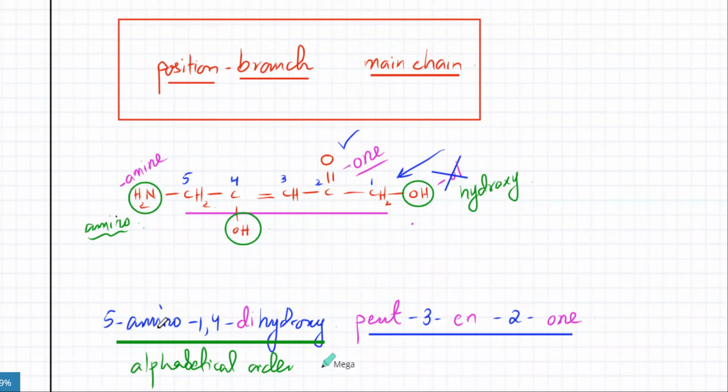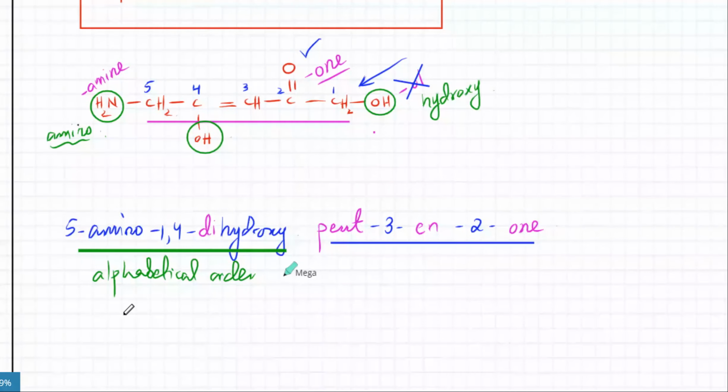And you write down the position at where in the main chain they are attached. So the hydroxy branches are attached at carbon number 1 and carbon number 4. So it's 1,4 dihydroxy. And the amino branch is attached at carbon number 5. So that's going to be 5 amino. Is that clear? Yes, sir.